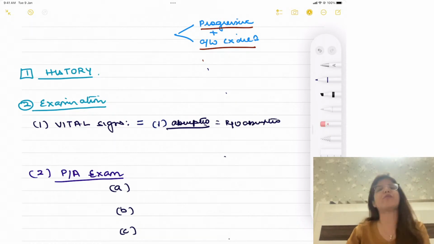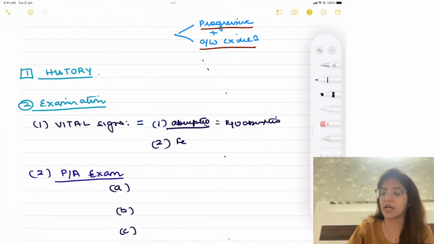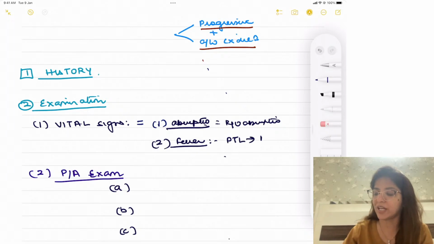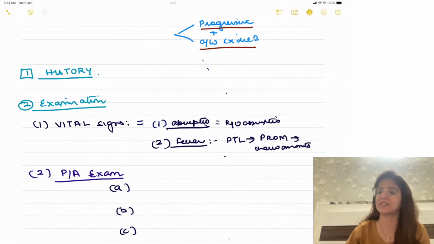In abruptio, the bleeding is going to be less, but the patient may be in shock. So in patients of preterm labor, while examining them, vital signs become very important, because number one, I want to rule out abruptio. Number two, I want to check for fever, because so many times preterm labor is associated with premature rupture of membranes, and premature rupture of membranes can lead to chorioamnionitis. That is why checking their vitals, their temperature, pulse rate, and BP becomes very, very important.